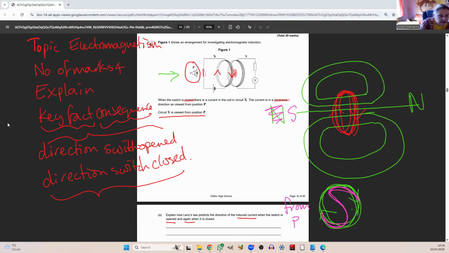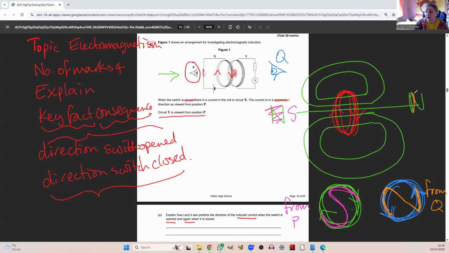So this is from P, and if you looked at it, let's go blue, from, let's make this one Q, you look at the X coil from the point of view of Q, it's going anti-clockwise, okay? So I've just changed the direction of the arrows. Now, when you do that, if you go across the middle, can you see it's an N? So from Q, we've got a north pole.